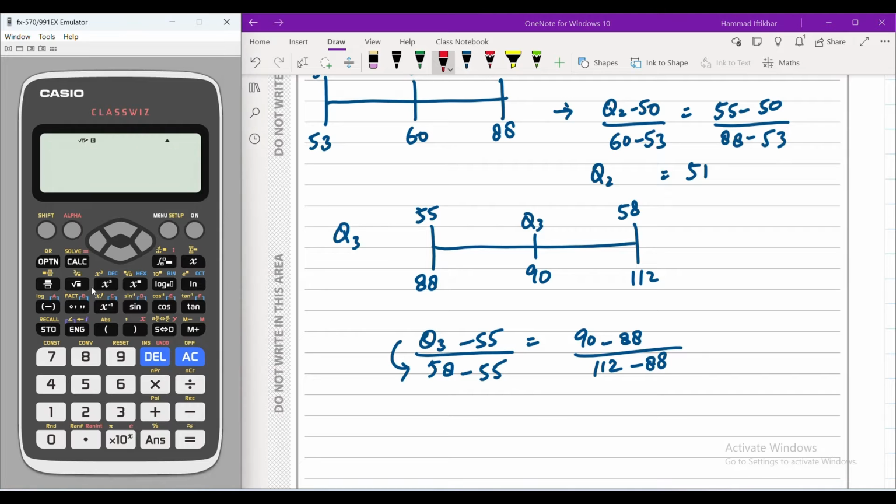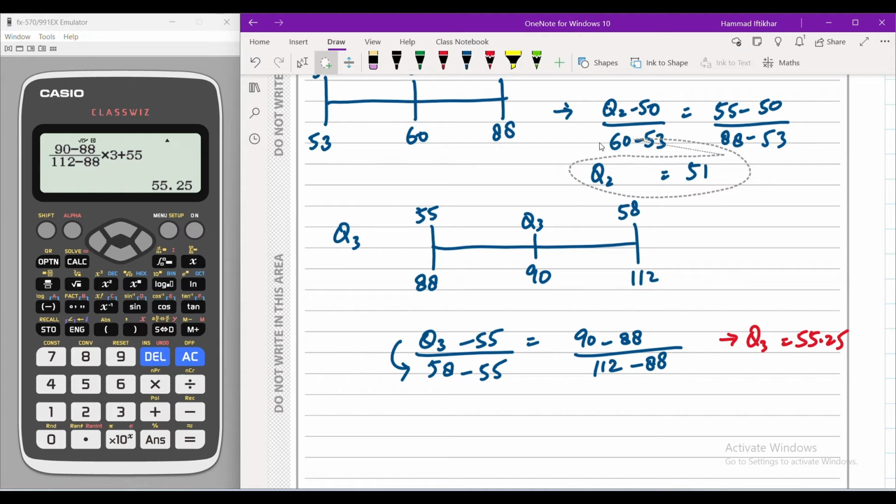Now let's put this into the calculator. We have 90 minus 88, 2, over 112 minus 88, times 3, plus 55. That is 55.25. Now the interquartile range is going to be equal to the upper quartile minus the lower quartile. So 55.25 minus 51.